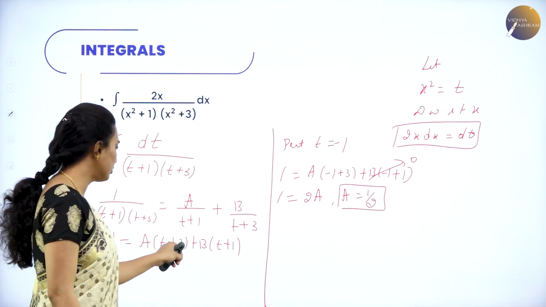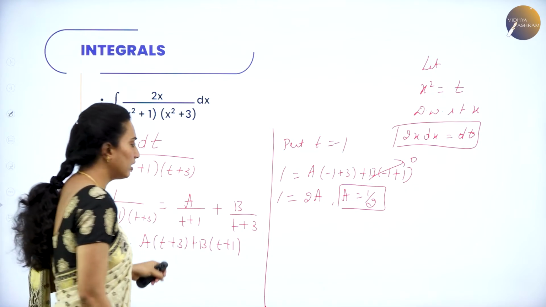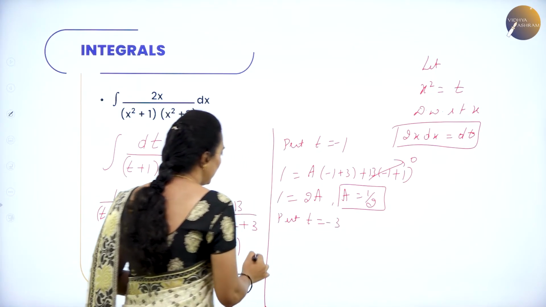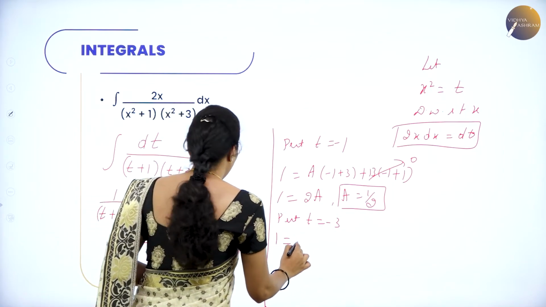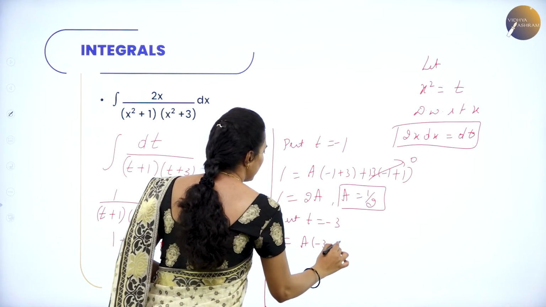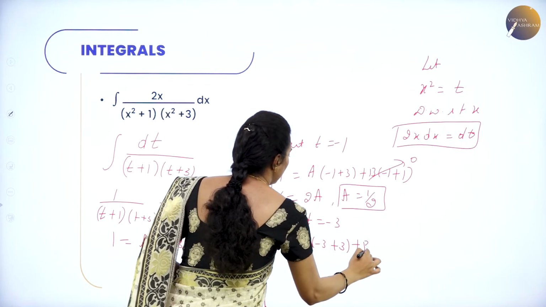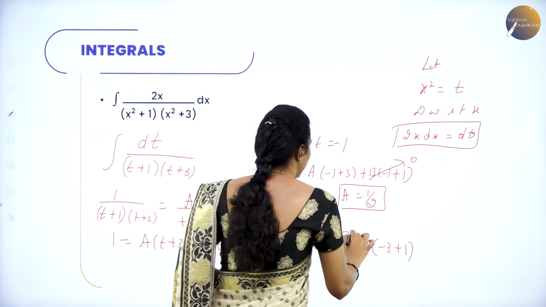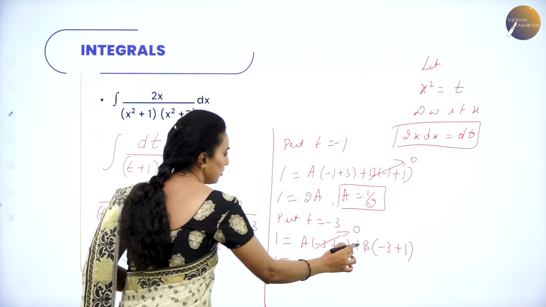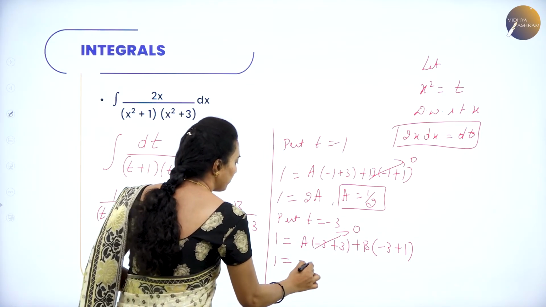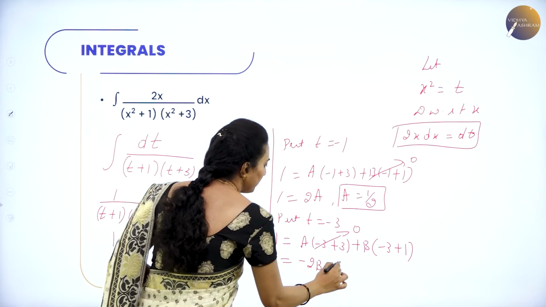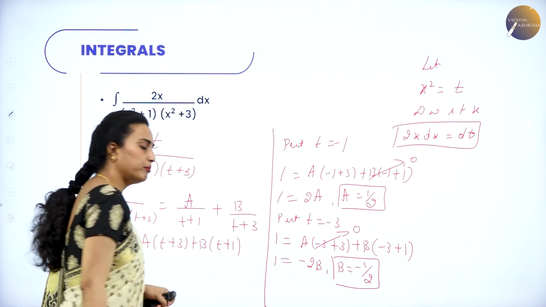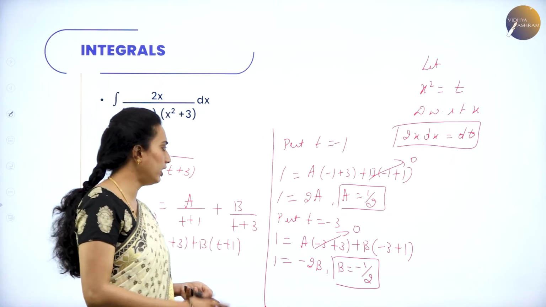I don't want a now, so put t is equal to minus 3. If you put t is equal to minus 3, you get 1 is equal to a into (minus 3 plus 3) plus b into (minus 3 plus 1). So this will become 0. Now 1 is equal to (minus 3 plus 1), which is nothing but minus 2b. Otherwise b will be equal to minus 1 by 2. Now here b is equal to minus 1 by 2 and a is equal to 1 by 2.